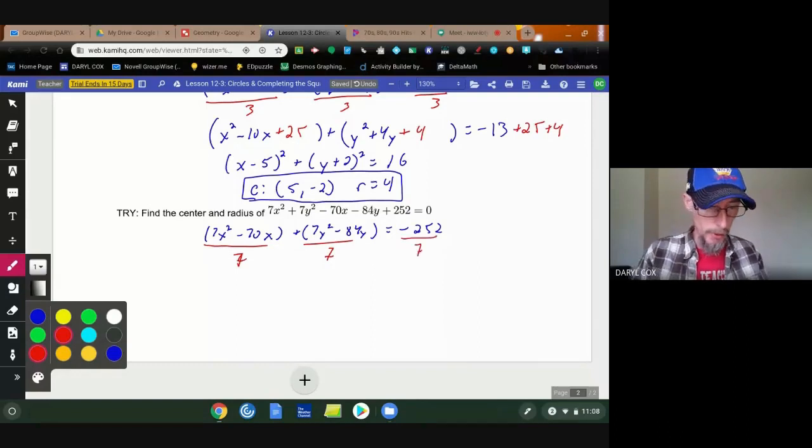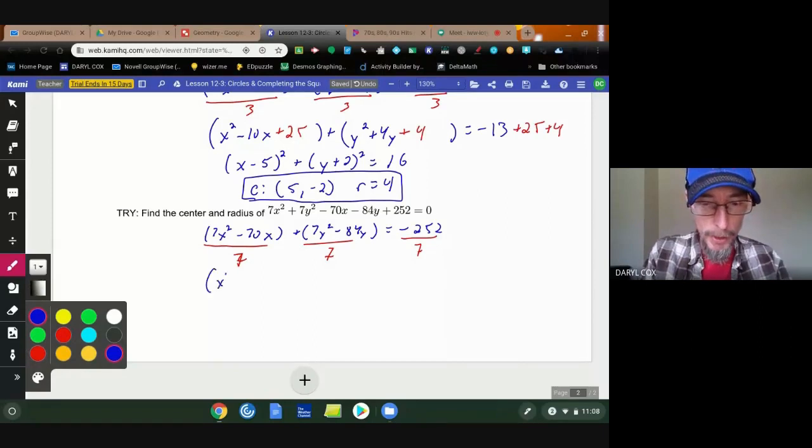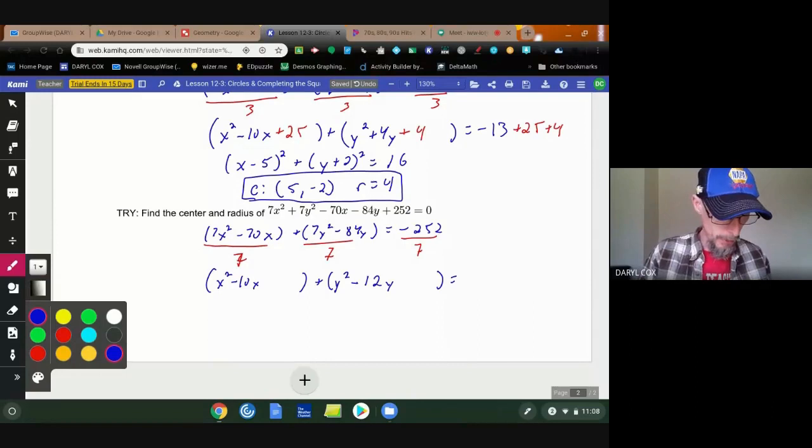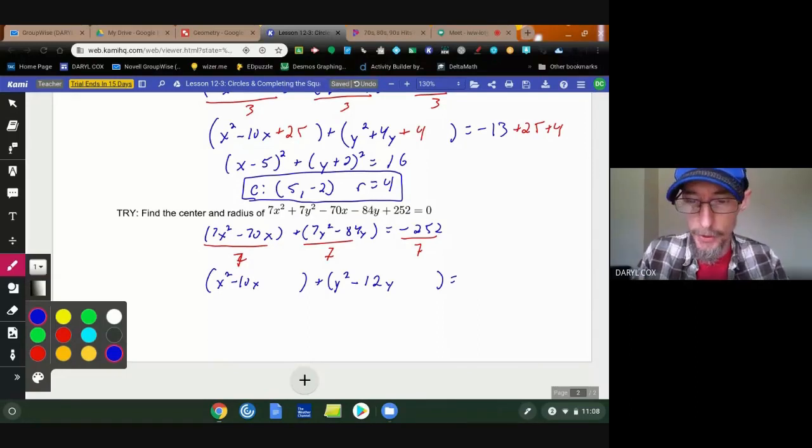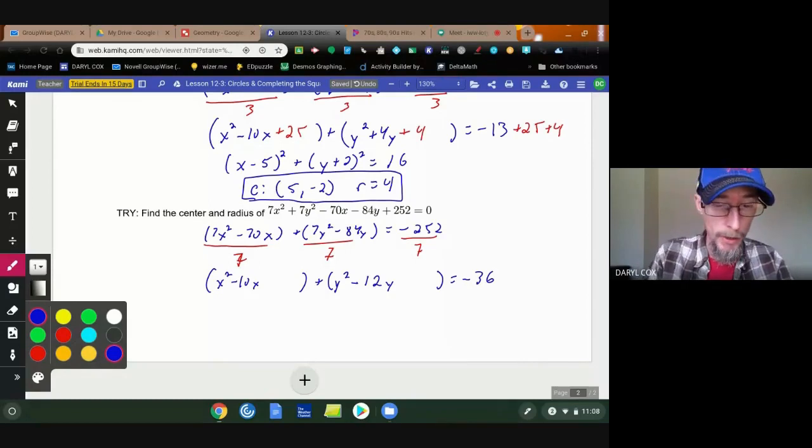Okay. So some of this is easy. I can do a lot of this in my head. So that's going to be x squared minus 10x. I'm going to leave some space. Y squared minus, I believe that is 12y. And let's see, 252 divided by 7 is 36. That's going to be a negative 36. And now we just need to complete the square.